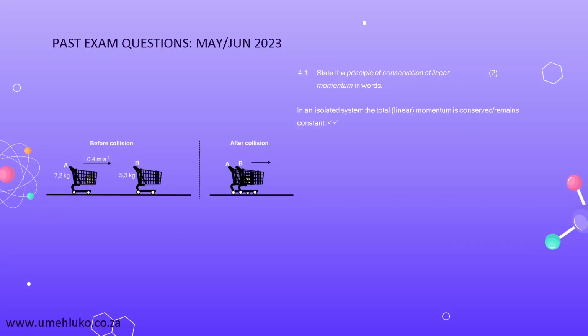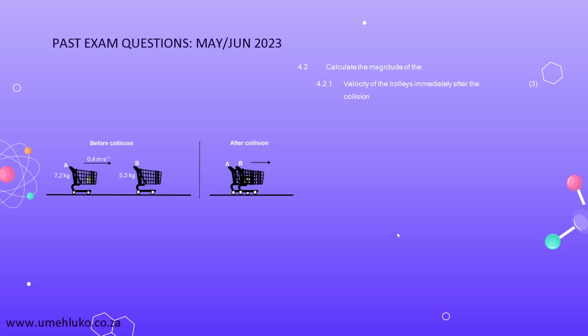Remember the rule. There is a principle of conservation of linear momentum. What does it say? It specifies that in a closed or isolated system, the total linear momentum is conserved. In other words, it remains constant. So to work out a problem like that, let's say the next question says, calculate the magnitude of, number one, the velocity of the trolleys immediately after the collision.